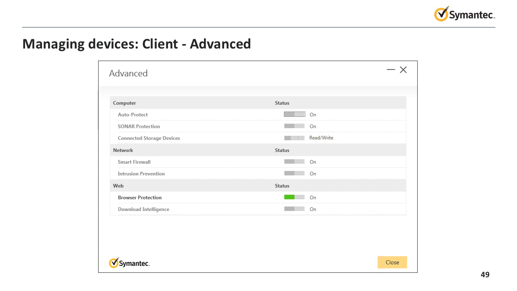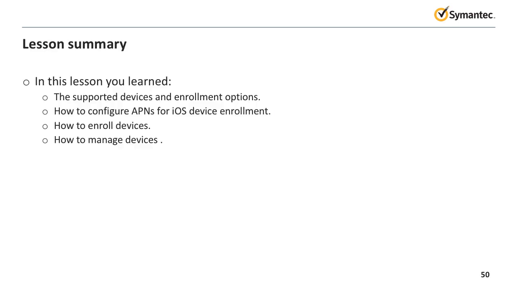Clicking the Advanced button brings up options that the user can disable if the administrator has empowered the user to do so. The general categories that can be configured are Computer, Network, and Web, as shown in this slide. In this lesson, you learned the supported devices and enrollment options, how to configure APNs for iOS device enrollment, how to enroll devices, and how to manage devices.